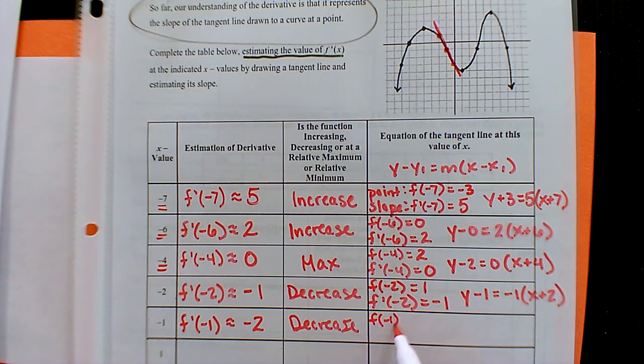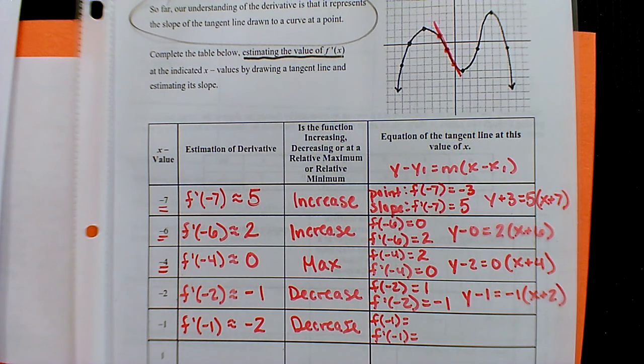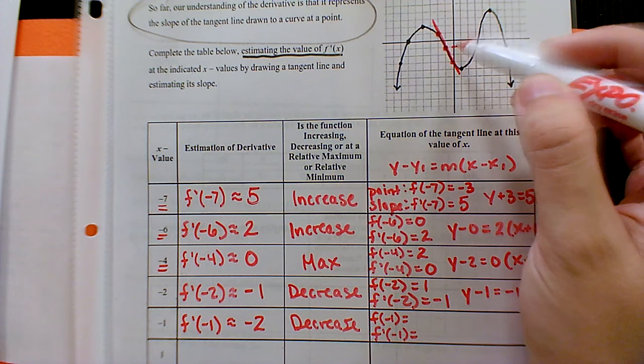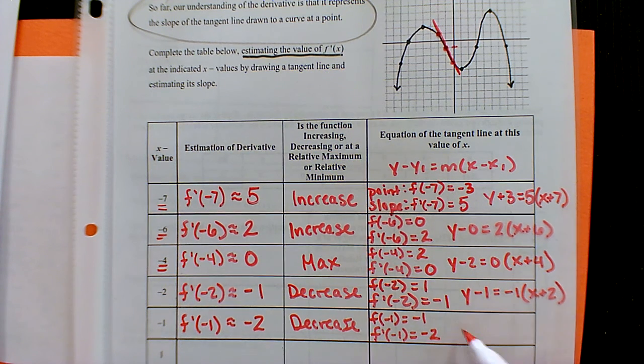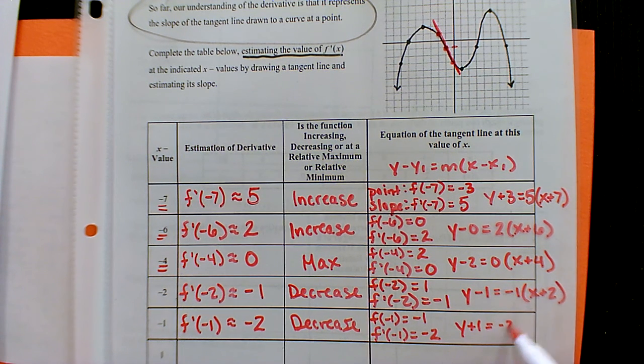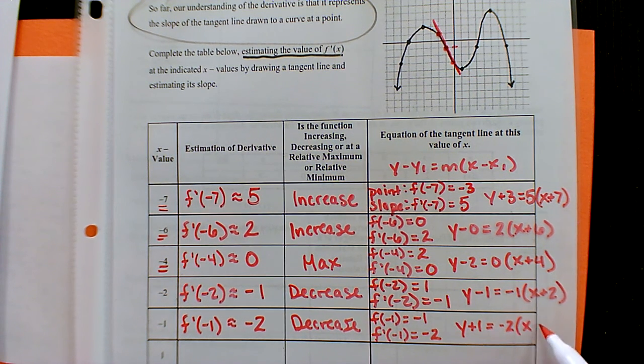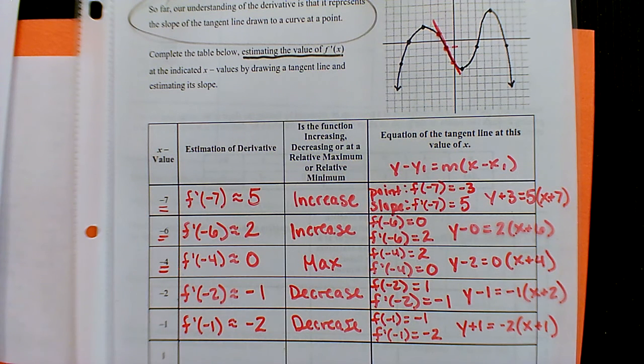And if we check out the point and slope at this -1 location, the point value is -1. We estimated the slope to be -2. So the equation comes out as y plus 1 equals -2 times x plus 1.